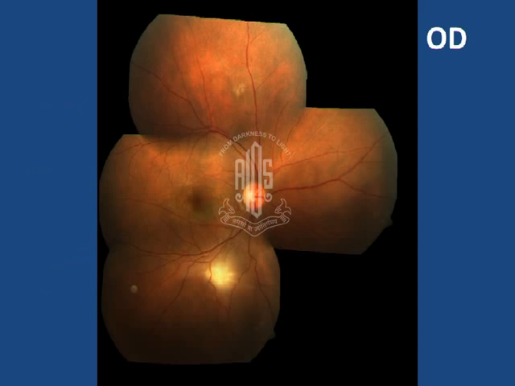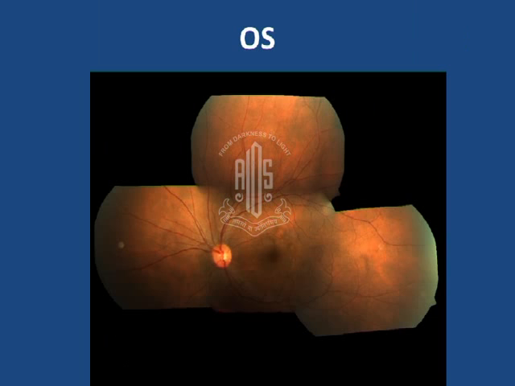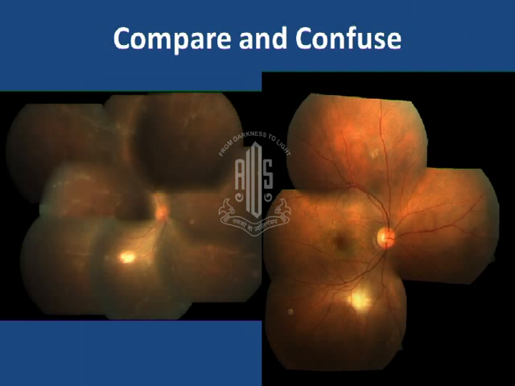This is the finding. You can see a similar yellowish subretinal lesion inferiorly, but the vitreous is very clear. Left eye is looking normal, nothing much. So these are the two cases. This is the first case where there is a lesion like this. This is the second case. Here there is vascular sheathing, vitreous slightly hazy. Here it is reasonably clear. So you can compare and confuse.